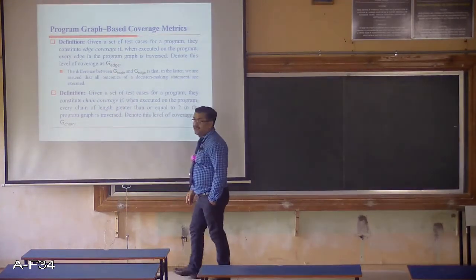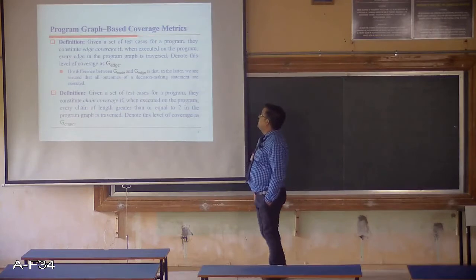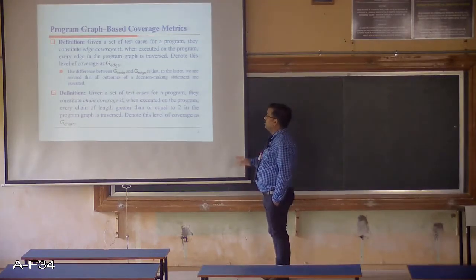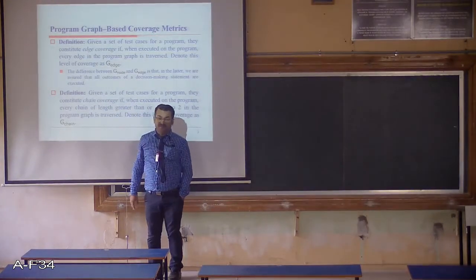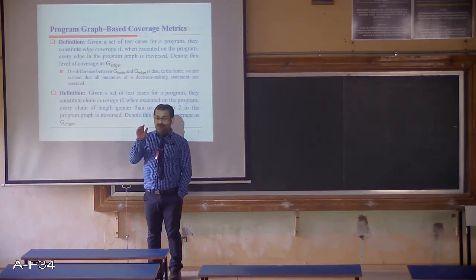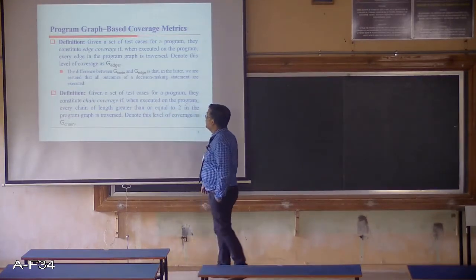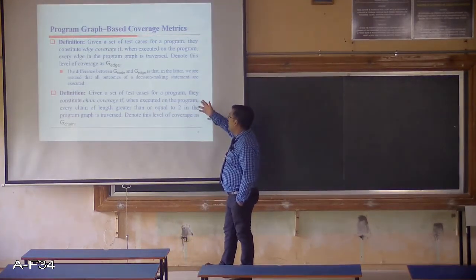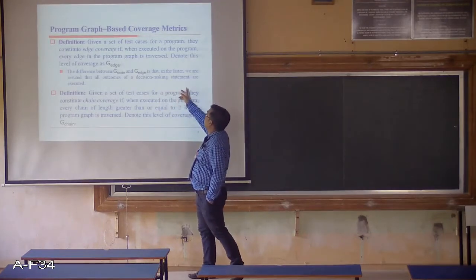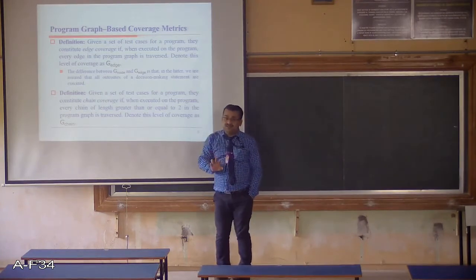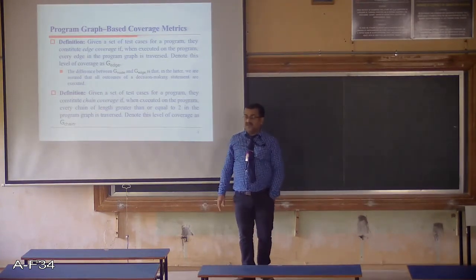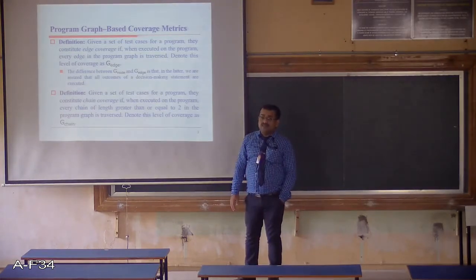The difference between G node and G edge is that in G edge, we are assured that all outcomes of the decision making statements are executed. In G node, the nodes are traversed, but we may not have all the outcomes executed. So when the test cases have G edge coverage, we ensure that all the outcomes of the decision making statements are executed. Obviously, G edge is wider than G node.